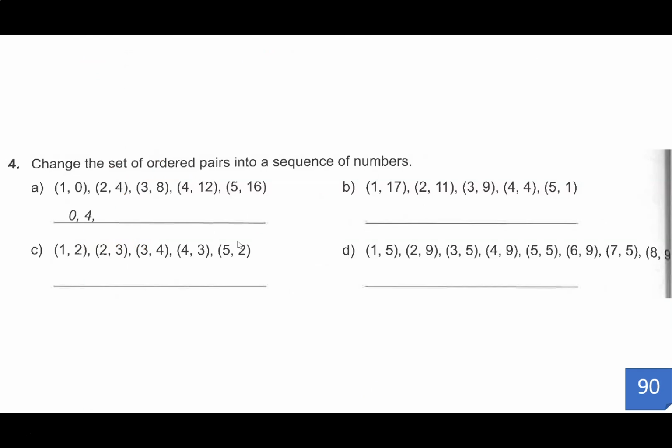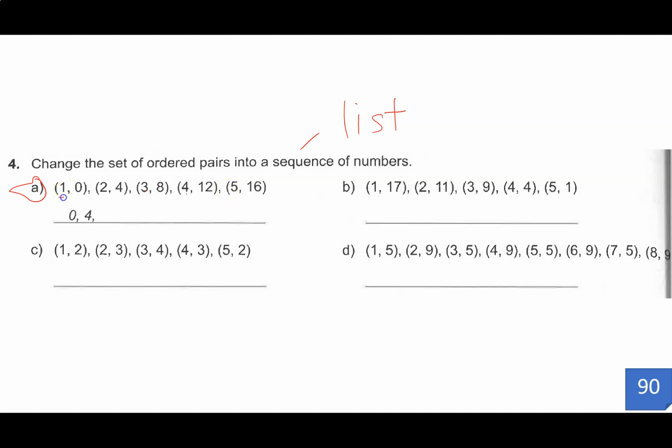All right, question 4. Change the set of ordered pairs into a sequence of numbers. A sequence of numbers, that's a fancy way of saying a list of numbers. So in 4A, if I take a quick glance, I can see that I'm going to have 1, 2, 3, 4, 5 numbers in my list.